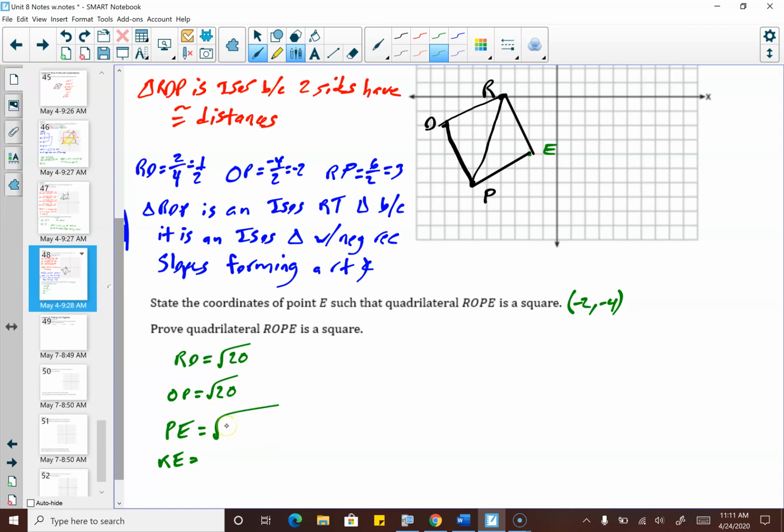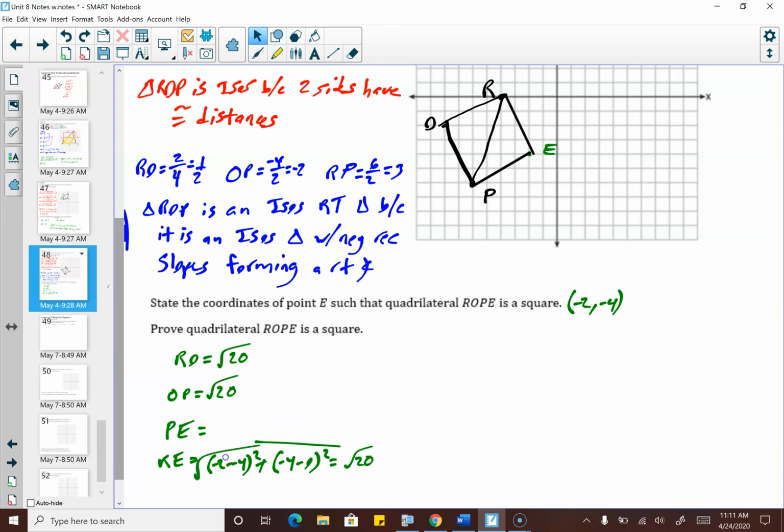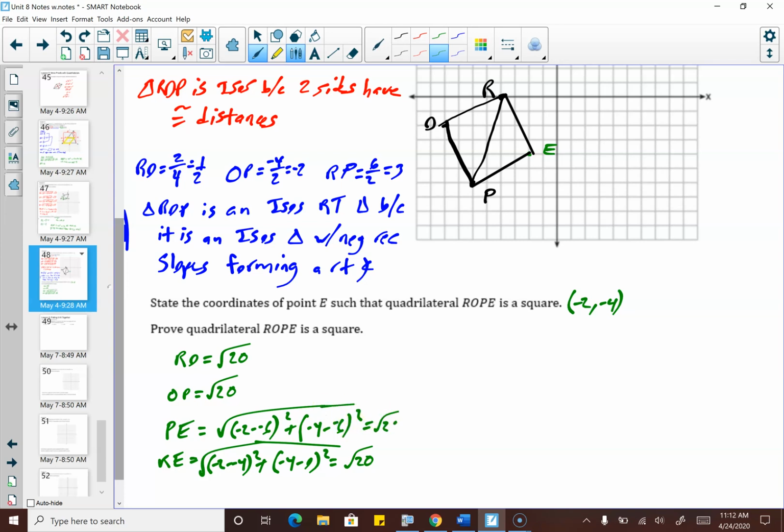So if we do the distance there for PE, it's going to be -2 minus -4 squared plus -4 minus 0 squared. That is also going to give us the square root of 20. And then for, oops, sorry, my fault, that actually is our RE distance. Okay, sorry, I found that one in the wrong order. So then for PE, it would be the big square root. We are -2 minus -6 squared plus -4 minus -6 squared, which is also going to give us the square root of 20.